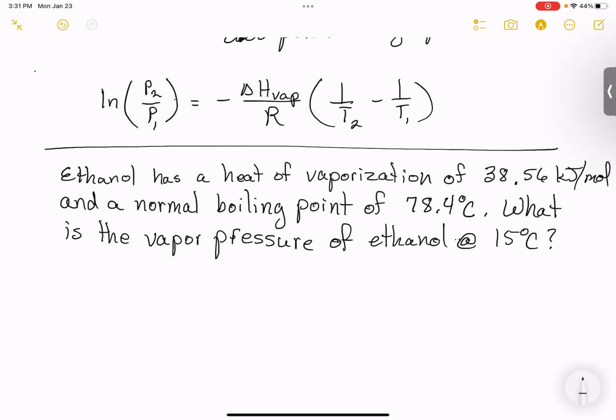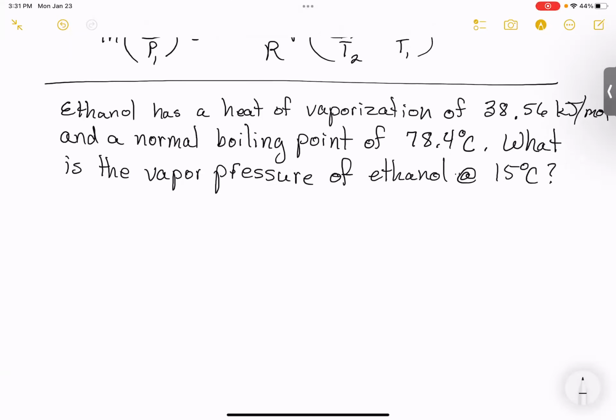Okay. First things first, I like to do problems so that I can show you the thought process. When I look at a problem, it's the thought process that helps me identify what I'm going to be using. So the first thing I see is delta H of vaporization, the delta H of VAP, and it is told to be 38.56 kilojoules per mole.